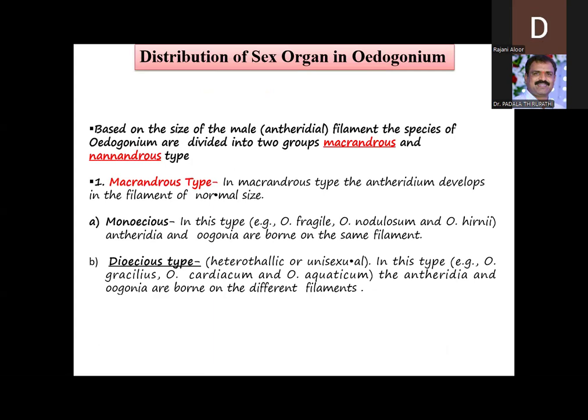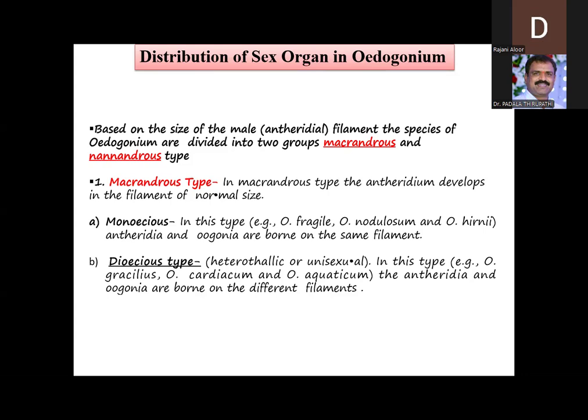Next important character: based on the size of the male, that is the antheridia, the filament species of Oedogonium are divided into two groups. This is very important, and most questions are asked here. Based on the size of the male, that is, the antheridia.